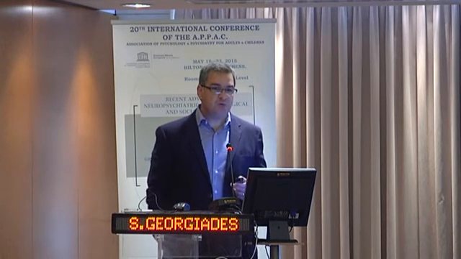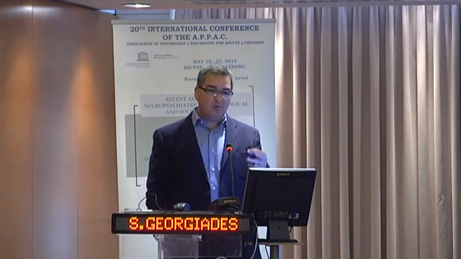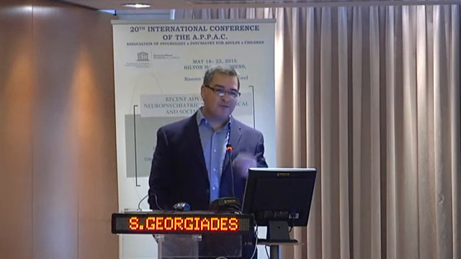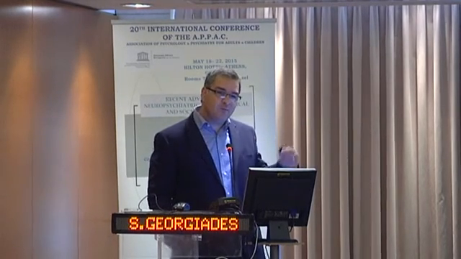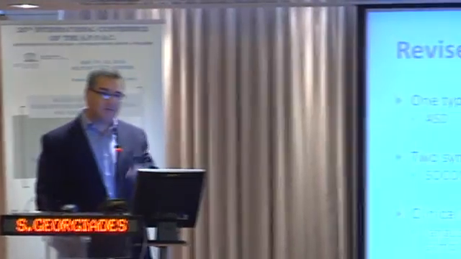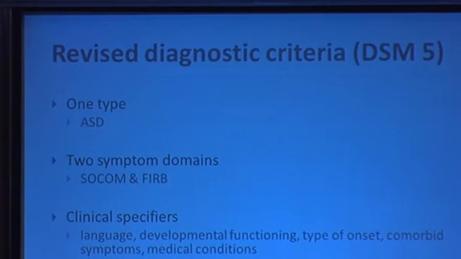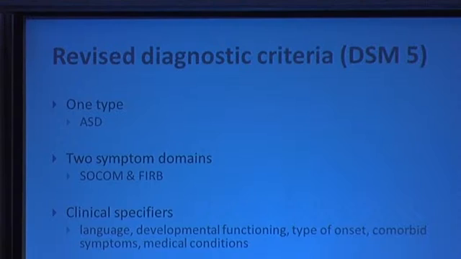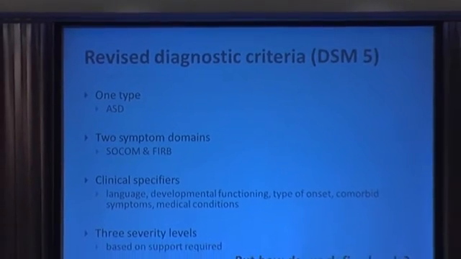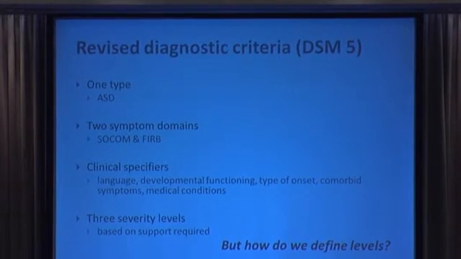A new addition to the diagnostic criteria is the inclusion of clinical specifiers, and it will be interesting to see how in your screening measure you're able to incorporate these clinical specifiers. We can talk about that later perhaps. So now a clinician, in addition to assigning a diagnosis of ASD, can also include information about language issues, developmental functioning, type of onset, comorbid symptoms, as well as medical conditions, which is a very important development.